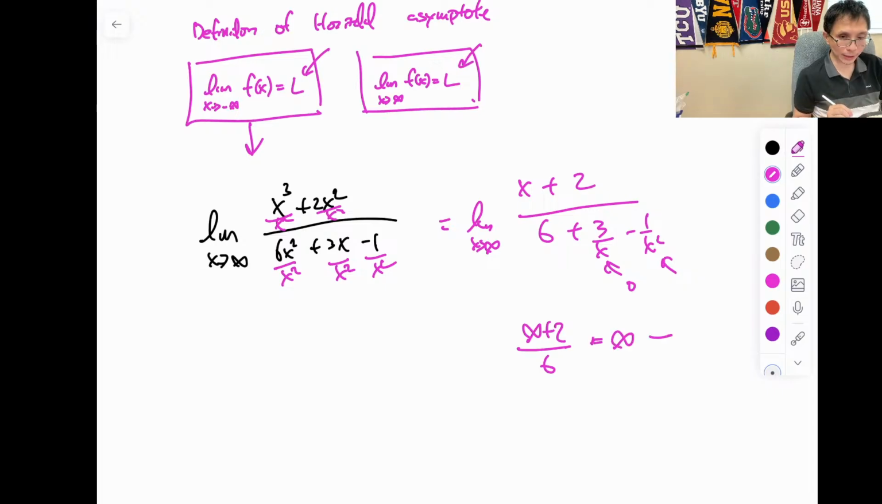In this particular case, there is no horizontal asymptote, because the value is going to infinity. If it goes to infinity, that means it's going to keep on increasing. But the definition of a horizontal asymptote is that the limit as x approaches infinity plateaus into something, and in this case, it does not plateau into any value.